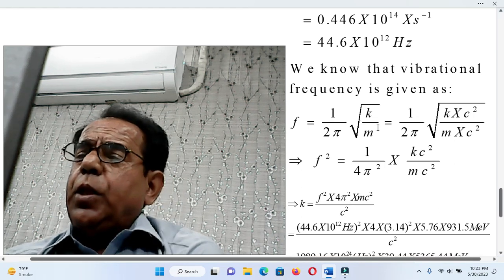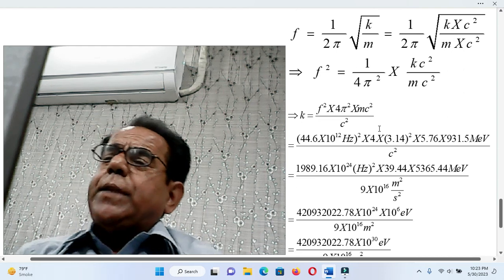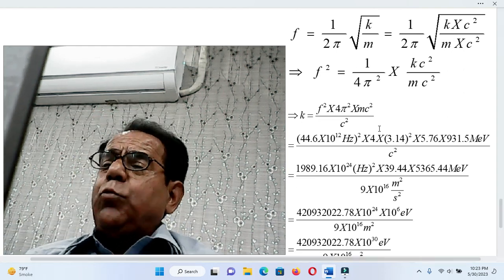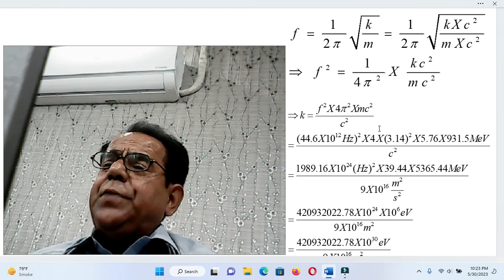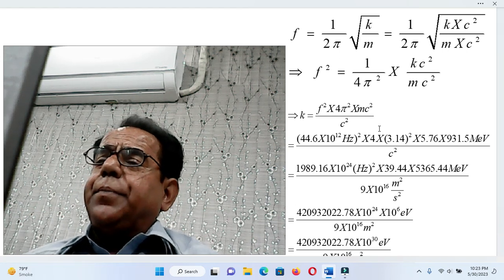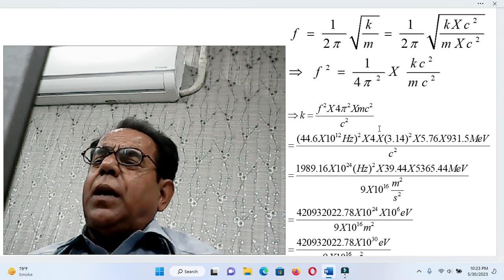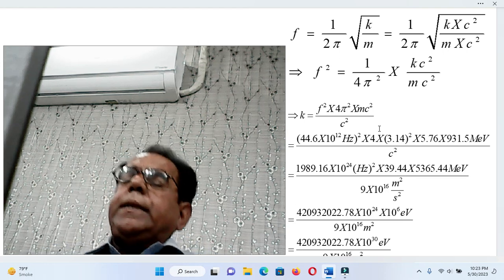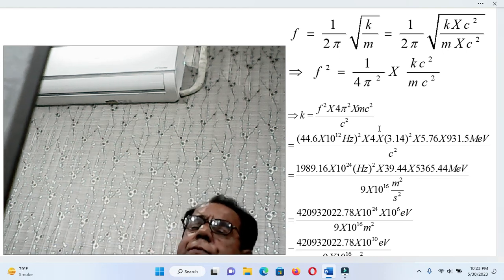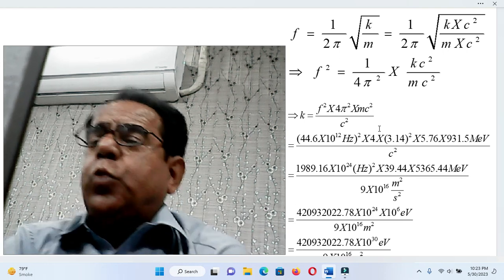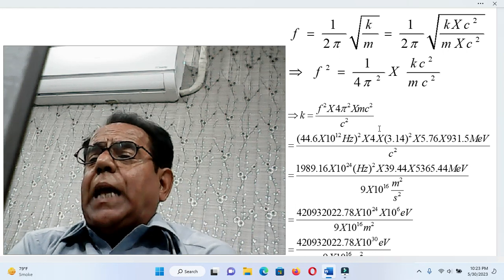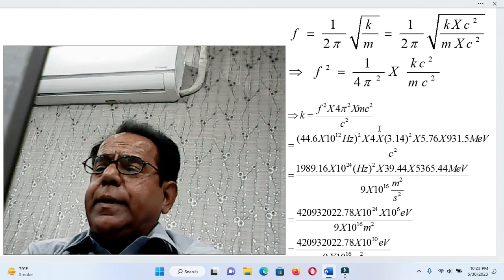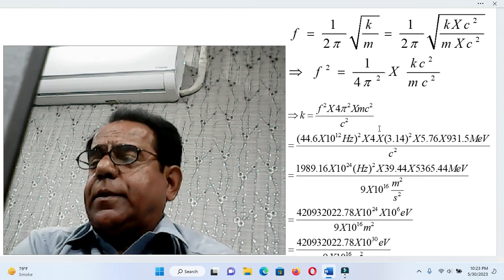But here, dear students, we have to find out the value of k. We will keep k on one side and transfer all other constants and variables on the other side of equality, and our expression will take the form k equal to frequency f square into 4 pi square into mc square divided by c square.